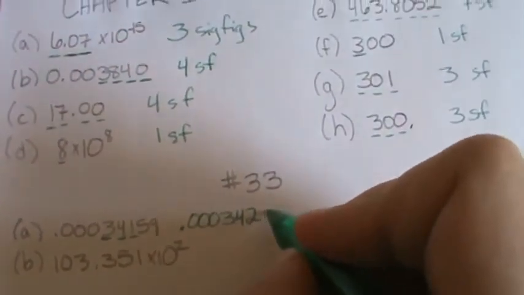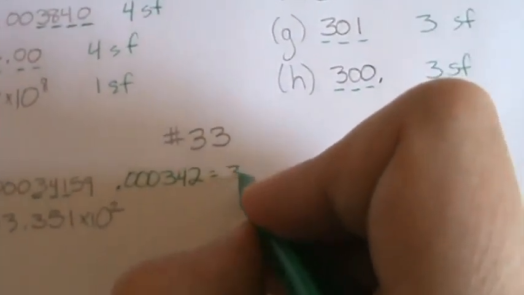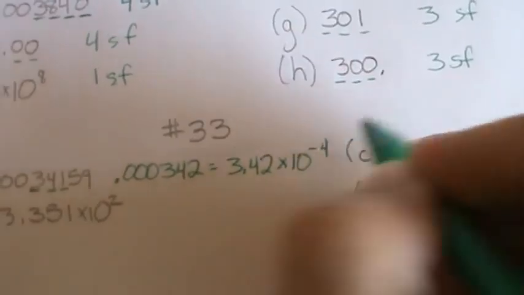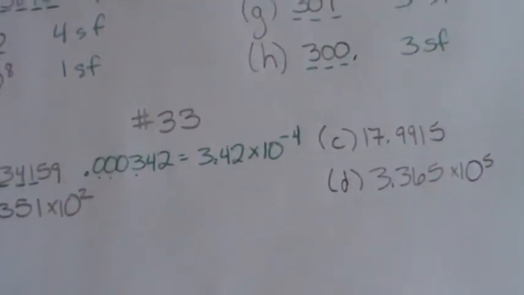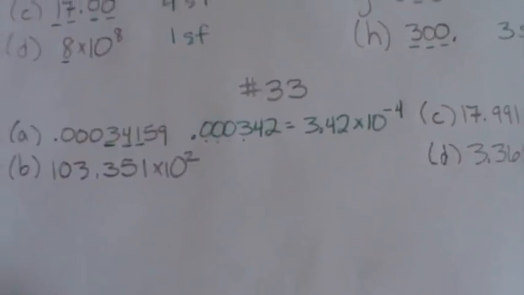So we'd have 0.00034, but they want us to write this in standard scientific notation. So this becomes 3.42 times 10 to the negative 4, because we have 1, 2, 3, 4 spaces until we get after that 3. Okay, now let's go ahead and look at the next one.